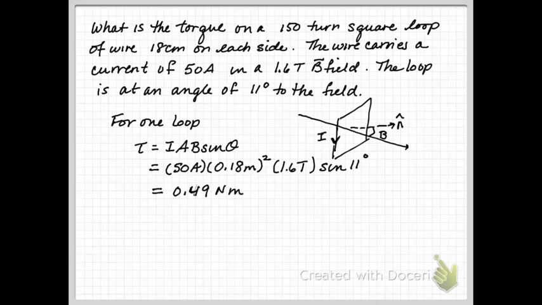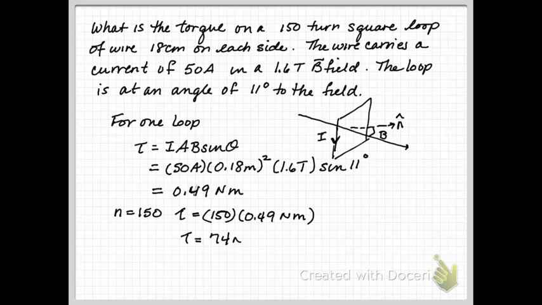And so if we have 150, then the torque is 150 times the torque for one loop, and we end up with 74 Newton meters.